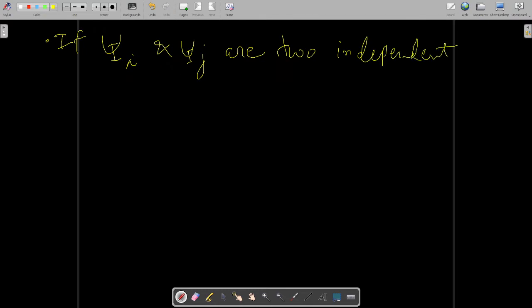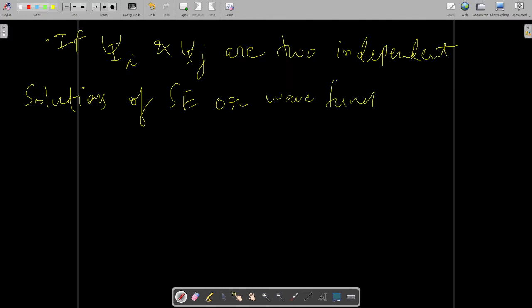If psi i and psi j are two independent solutions of the Schrodinger equation, or wave functions, okay, they are two independent solutions of the Schrodinger equation, or either they can be called wave functions, two independent wave functions. Now, what is the meaning of an independent wave function or independent solution? I am going to tell you now, okay.